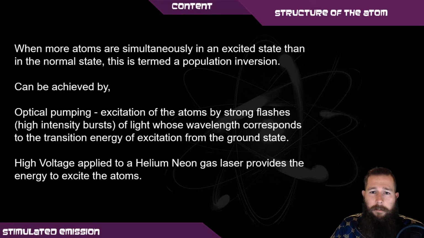I'll go through a couple of definitions that will build up into how lasers work. In a gas, when more atoms are in an excited state than the normal state, this is called population inversion. This can be achieved by bombarding the atoms with photons of the exact energy level that's required, which promotes those electrons to the energy level that we're looking at. A high voltage can also be applied to achieve the same result.